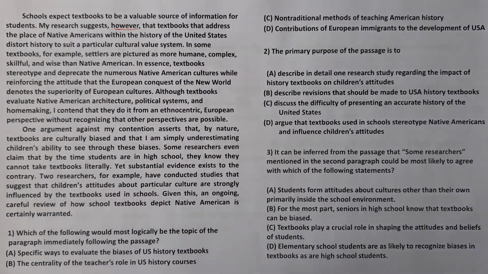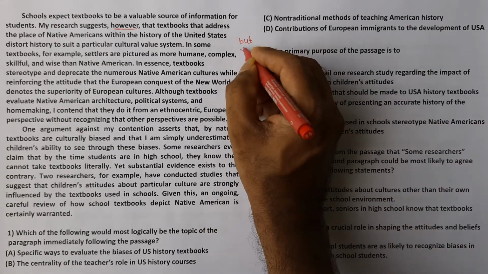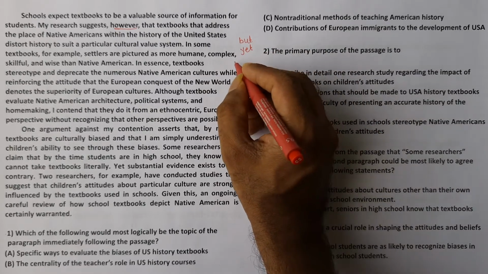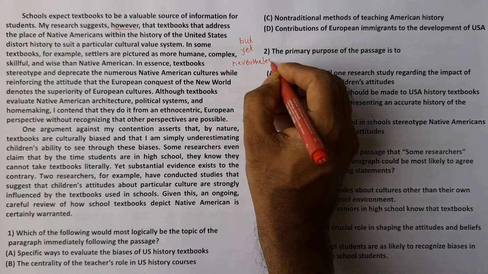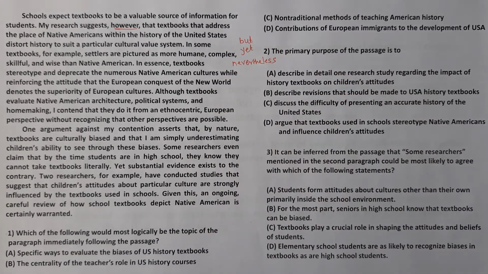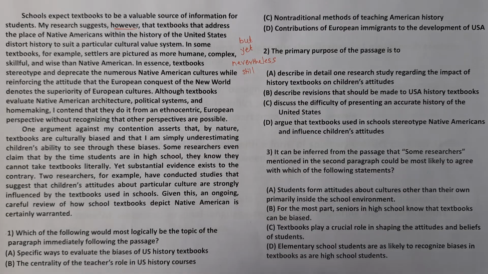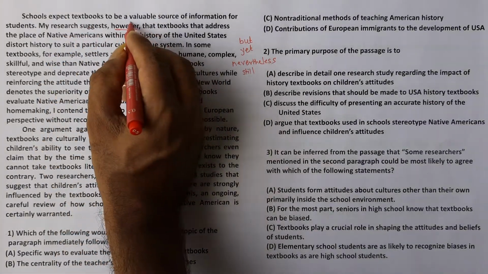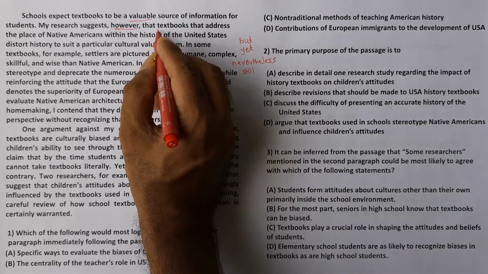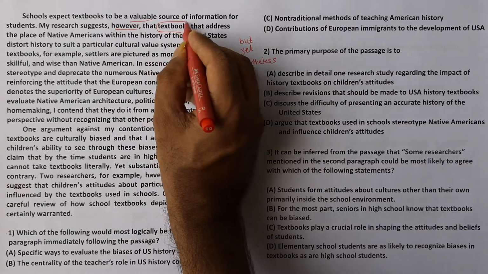So, whenever you have however, but, yet, then, nevertheless, when you have such words, you should understand here that there is a change in the focus. The focus has changed from what is written as something positive to something which is negative. This paragraph is about textbooks.